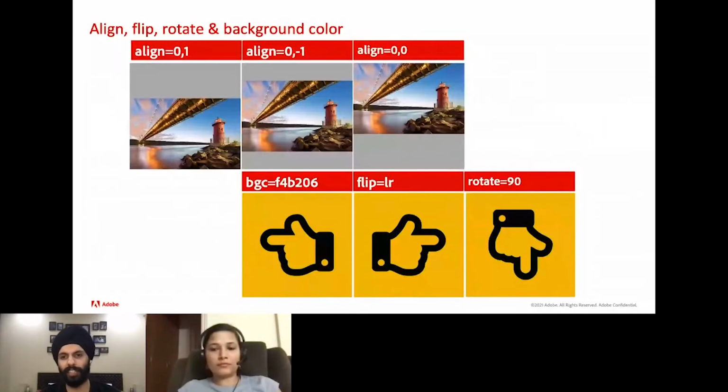Here is an example of flip equal to LR, that is left right. You can also use flip equal to UD, that is up down, or both, that is flip equal to LRUD. BGC, that is background color, specifies the background color of the view image. Here we have used yellow as the background color. Last is rotate, which will rotate an image by the degree of angle. Over here we have rotated the image by 90 degrees.